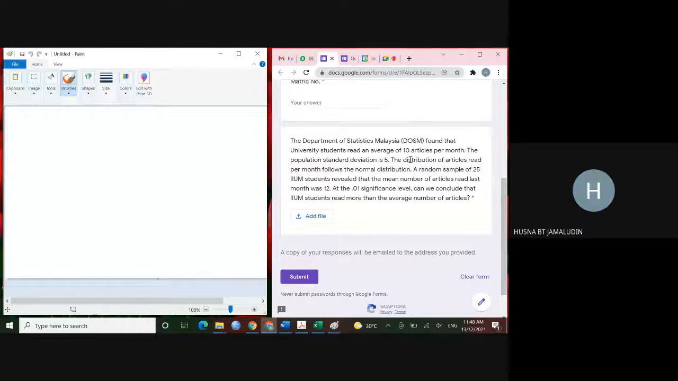Statistics Malaysia, DOM, found that university students read an average of 10 articles per month. Really? Maybe I should put 10 pages. The population standard deviation is 5. The distributions of articles read per month follows the normal distribution. Random samples of blah, blah, blah.